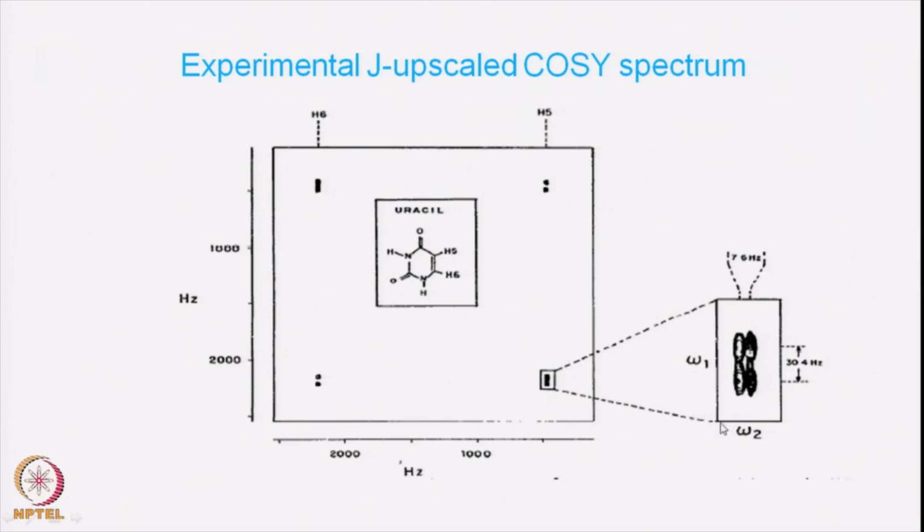You can see along the omega 2 dimension, the same as the F2 dimension, this coupling constant remains the same. This is 7.3 Hertz, and the same one now appears scaled along the F1 dimension. Here the scaling factor is 4, that is, 1 plus 2 alpha is equal to 4, therefore this appears multiplied by a factor of 4.